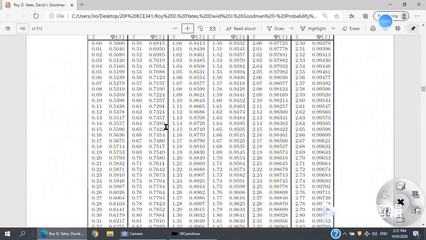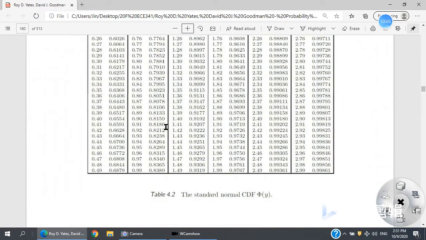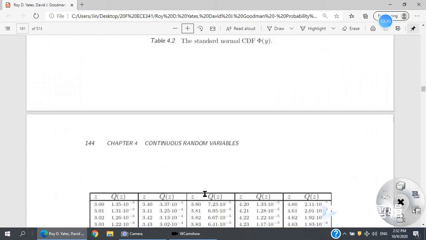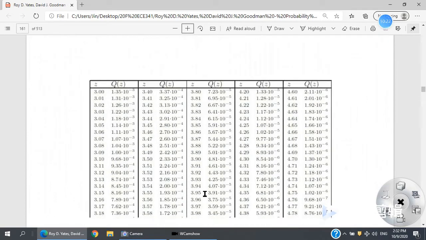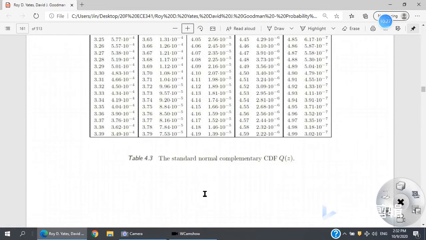Actually, we have two tables. This is one table. This table is for the CDF, the standard normal CDF. So this is the CDF of the standard normal distribution. And the second is a complement, the standard normal complementary CDF. So what is the meaning of these two? Let me go to the first one first.